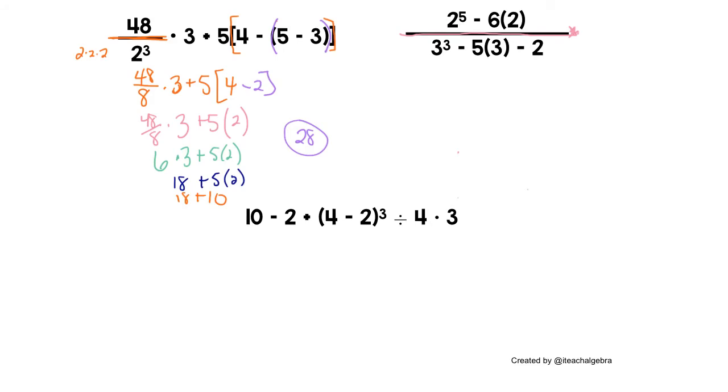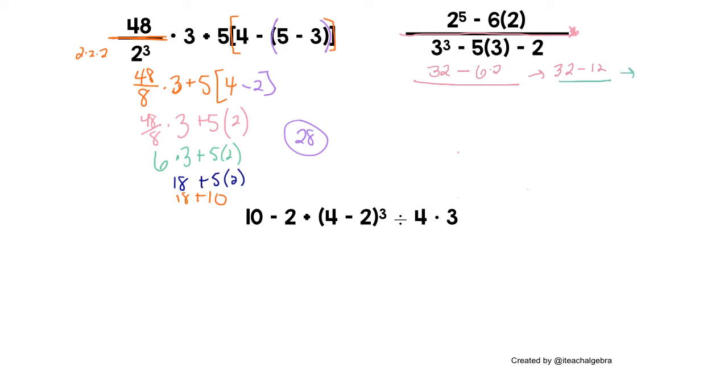So let's start with the top. We have no parentheses, and the parentheses here where the 2 is, we're using that to multiply. So we start with the exponent. 2 to the 5th power is 2 times itself 5 times, so that's 32, minus 6 times 2. And the denominator will have, you know what, we're just going to work on the numerator for now. Then that's going to turn into, we're going to multiply next, 32 minus 12.